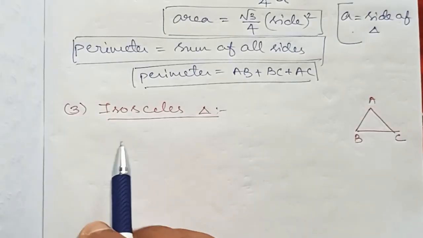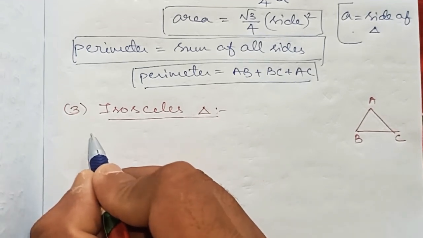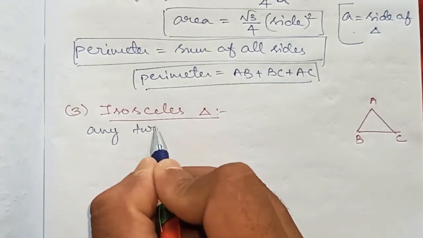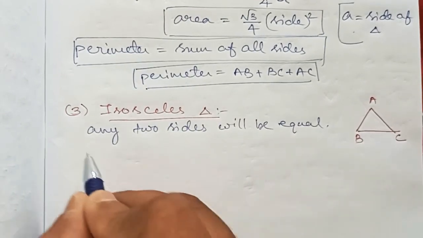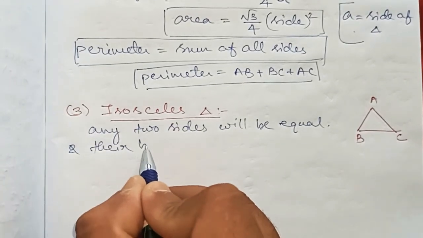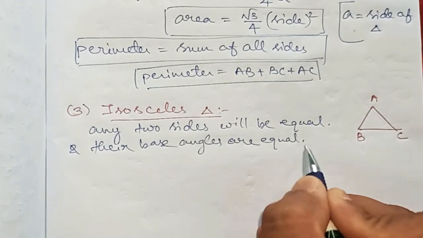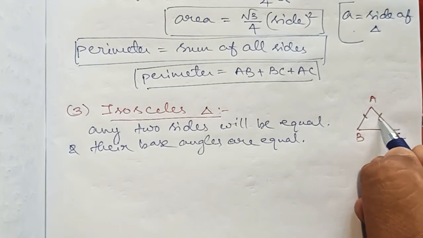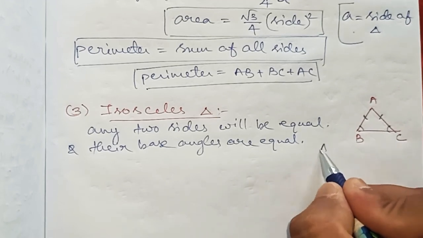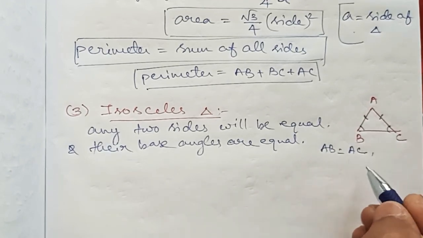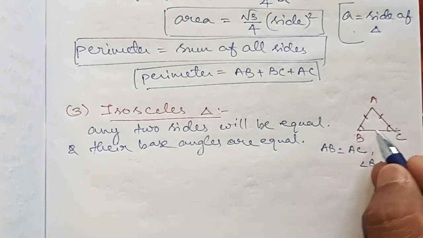Now the third one is the isosceles triangle. What do you mean by isosceles triangle? In an isosceles triangle, any two sides will be equal and their base angles are equal. In any isosceles triangle, if two sides are equal, then their base angles are equal. Suppose AB equals AC, then angle B will equal angle C, because this line is joined up to here. So these two base angles are equal.